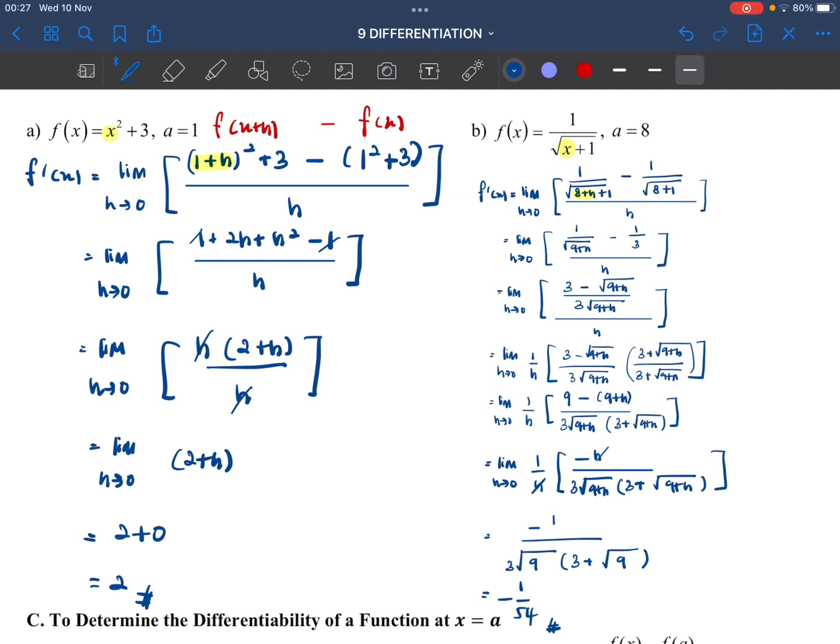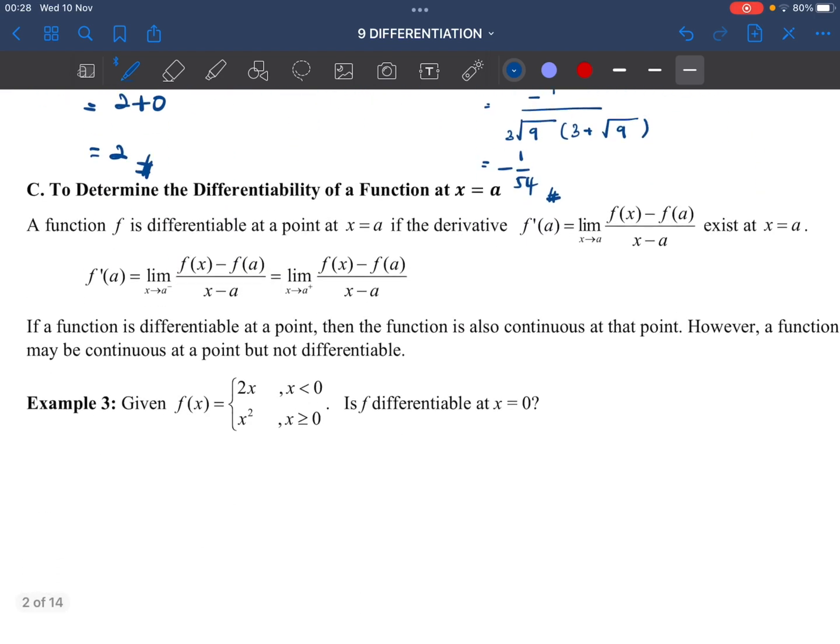Okay, alright. So last part for this video, we are going to see how to determine the differentiability of a function at x equals to a. Okay, so now you know how to find a continuity based on chapter 8 limit. A function is differentiable at a point, then the function is also continuous at that point.